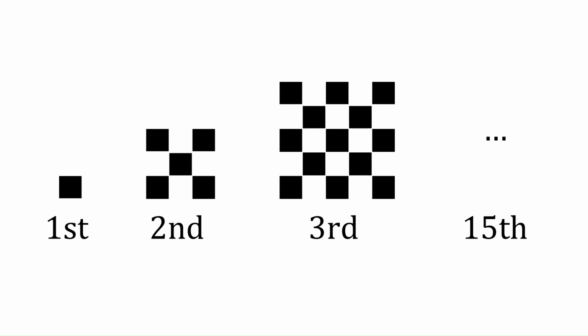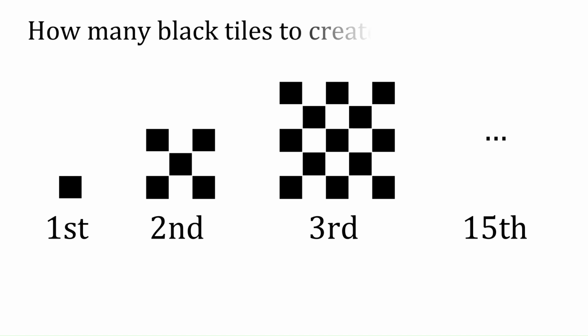Each shape in the sequence is made up of black and white tiles, such that each shape has two more rows and columns than the one before it. How many black tiles are required to create the 15th shape in the sequence? If you're ready to have a go, pause me here, where I'll start to walk through a couple of fun solutions to the puzzle. 3, 2, 1.